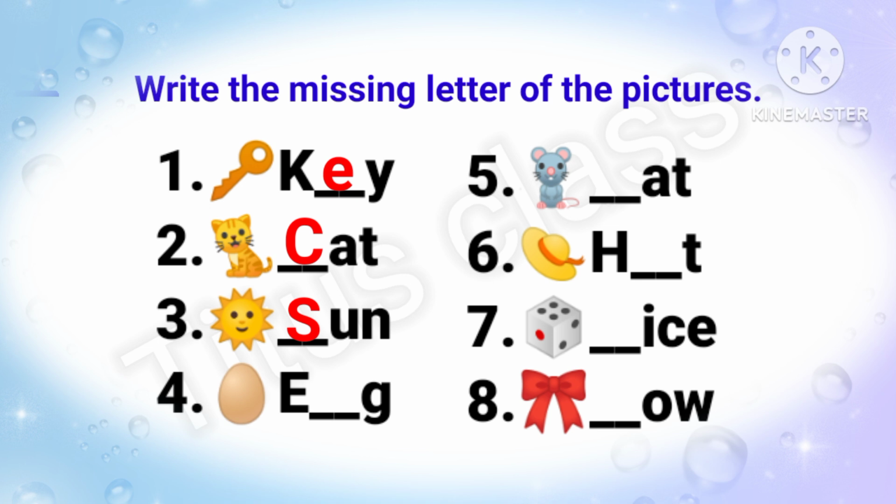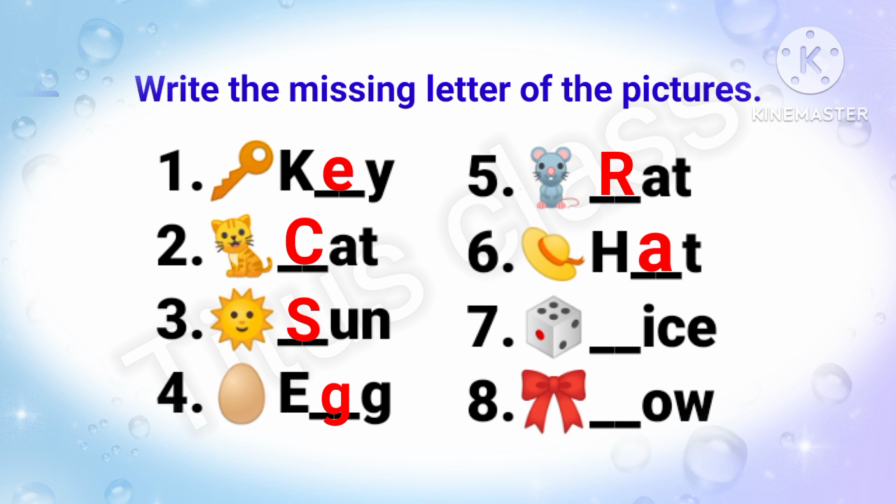Fourth one, egg. A means E. E-G-G. Egg. Now fifth one, it is rat. So rat means R means R. R-A-T. Rat. Sixth one, it is picture of hat. Hat. A-T. Hat.